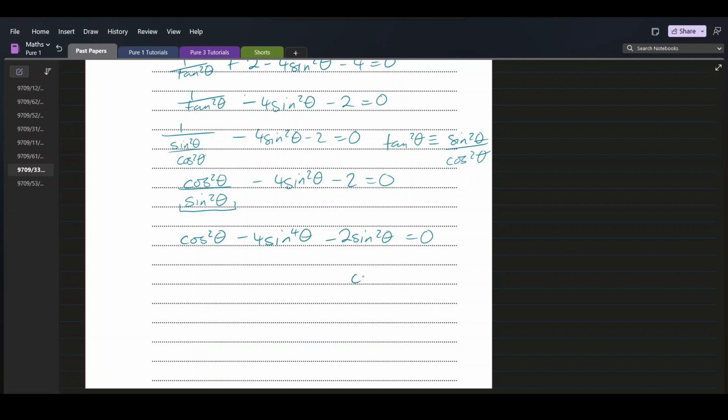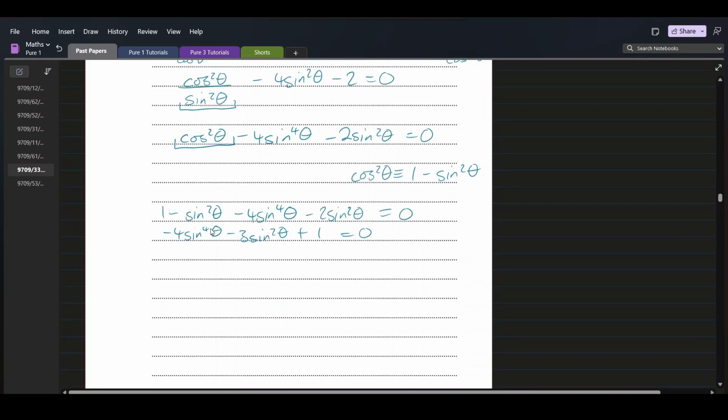And now let's use the identity. Cos squared theta is identical to 1 minus sine squared theta, to write this in terms of sine squared theta. So that's 1 minus sine squared theta minus 4 sine to the 4 theta minus 2 sine squared theta is equal to 0. And let's simplify like terms. We've got minus 4 sine to the 4 theta minus 3 sine squared theta plus 1 is equal to 0.